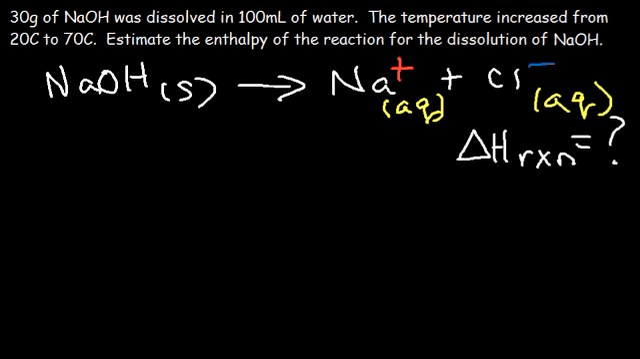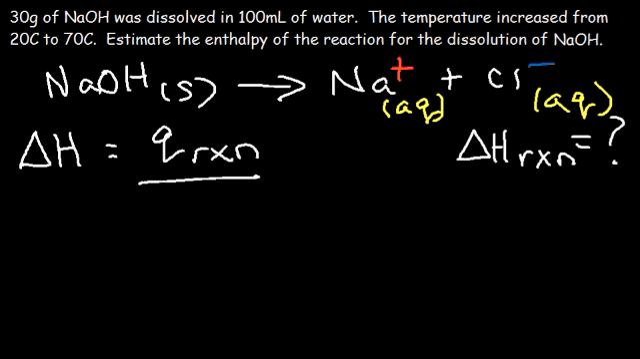So what we need to do is find out the heat released by the reaction and divide it by the moles. Typically, delta H is in kilojoules per mole. And so we need to find Q in kilojoules and divide it by the moles, and we can estimate the enthalpy change for this reaction. This is using calorimetry, which measures the amount of heat that flows into or out of a system using water.